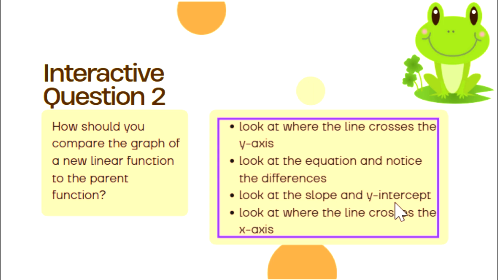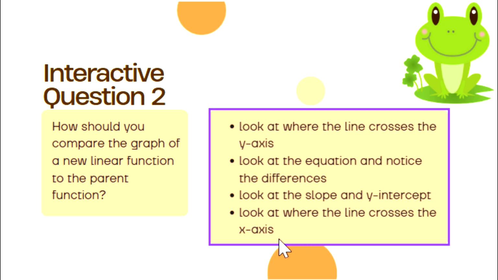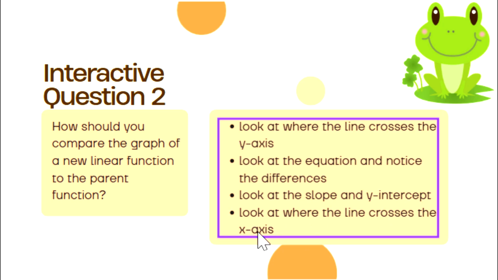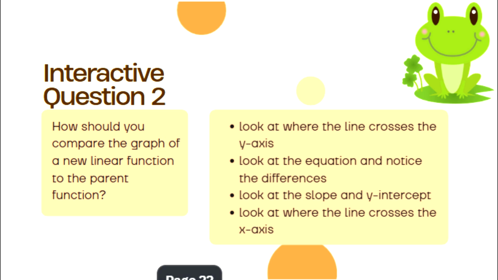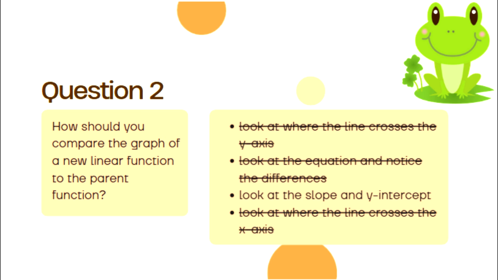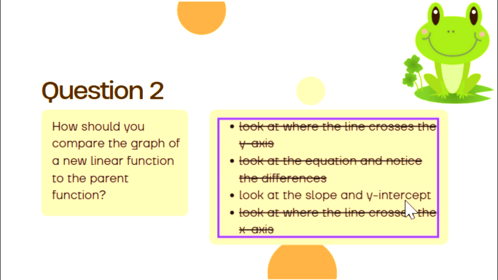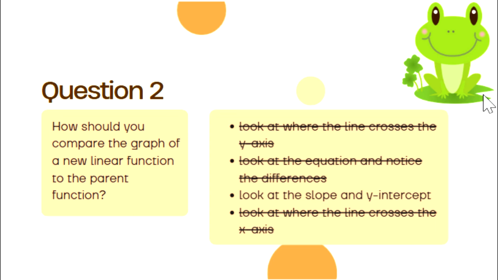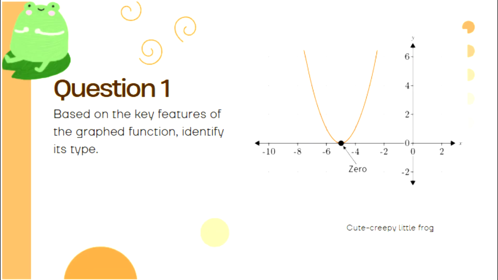You can look at the slope and the y-intercept. The slope is only correct if it's a linear function. They told us that earlier. Look at where the line crosses the x-axis. You need to look at that too. This question is a hot mess. But the most correct answer is to look at the slope and the y-intercept because you need to look at more than one thing. This is a waste. This is garbage.